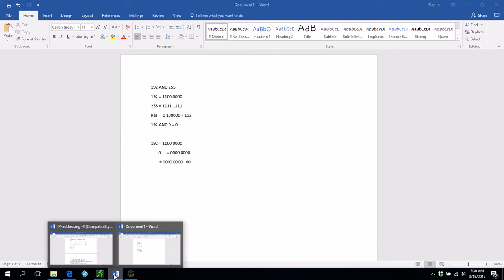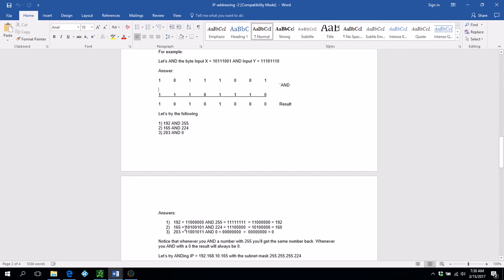Going back to our worksheet. If you AND 192 with 255, you get the same number. But the mask doesn't have to be all 1s or all 0s. So I'm ANDing with 224, which is 11100000. So 165 ANDed with 224, you're only preserving the first three bits. You're only looking at the 101 and everything else would be a 0. So ANDing 165 with 224, you'll get 160 back. And that's what the masking does.